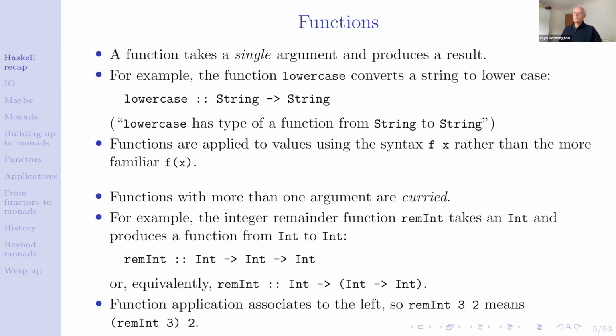If you get functions with more than one argument, they're curried. So each argument is applied in turn. So if you get a remainder function, remInt, that takes two integers, it actually takes a single integer and produces a function from Int to Int. So that remInt signature there, Int to Int to Int, is really Int to a function from Int to Int. Okay, that's just an example of where Haskell's functions start to kick in.